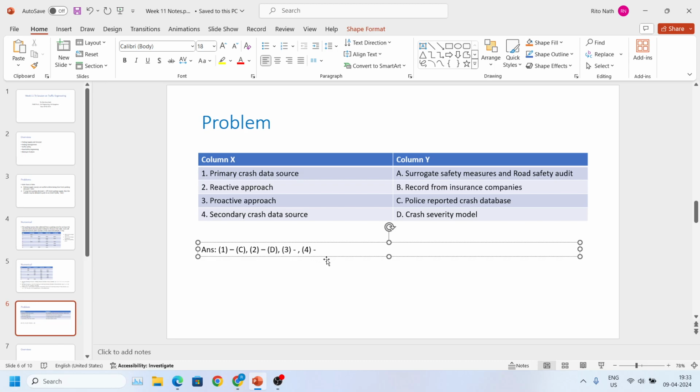For the third one, proactive approach. This doesn't necessarily mean that a crash has already happened. This is kind of a surrogate safety measure, and road safety audits are used for the proactive approach. So this would be A. And for the last one, as you can guess, the secondary crash data source is, say, records from insurance companies. So this would be B.